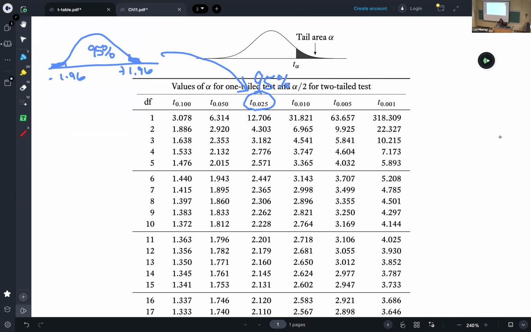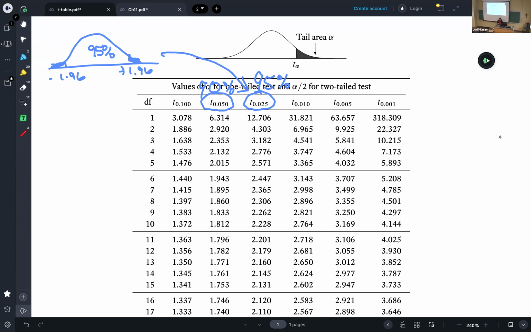Let's suppose you wanted a 90% confidence interval. How much is in each tail? How much area under the curve is in each tail? If it's a 90, you would have 10. You'd have 10% divided by 2, so it would be 5%. So this here would be your column for 90% confidence intervals. Right? 90. And so forth.